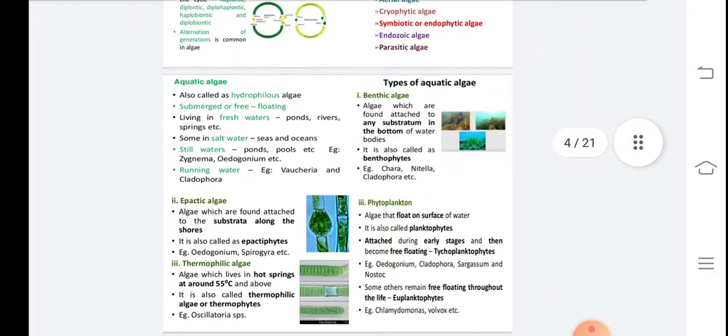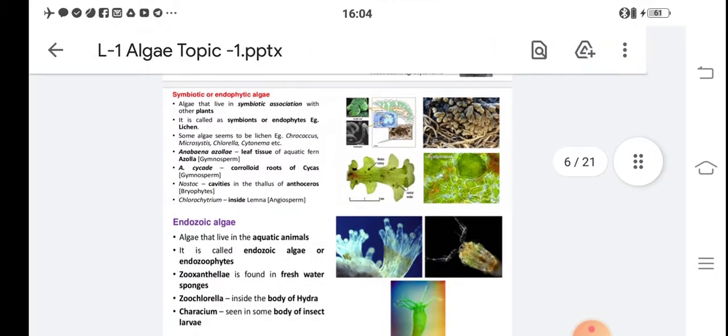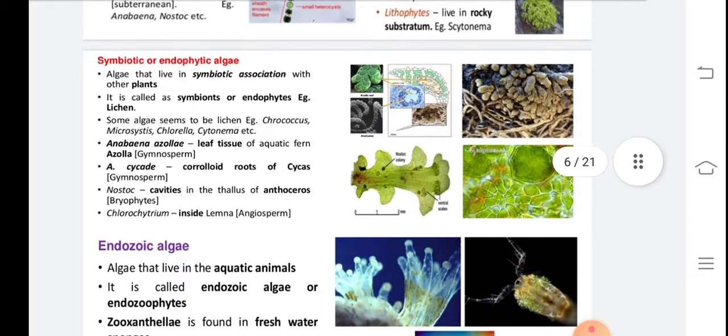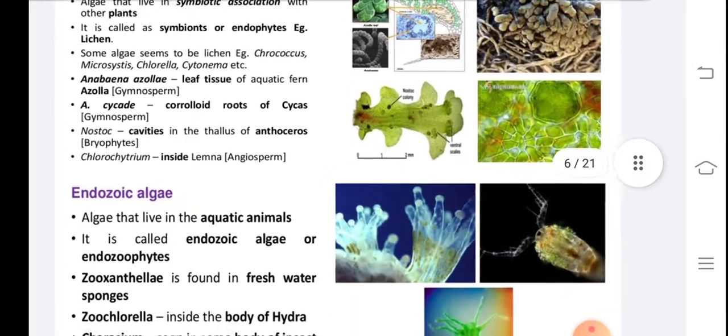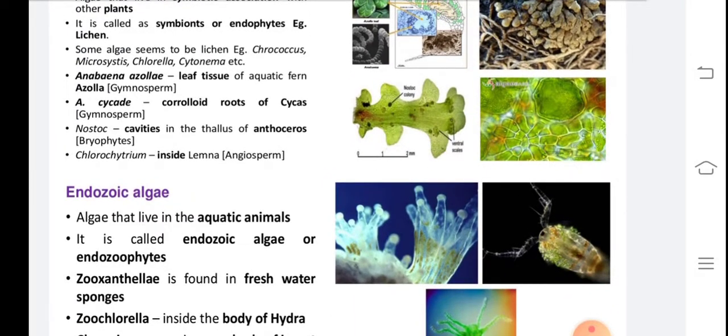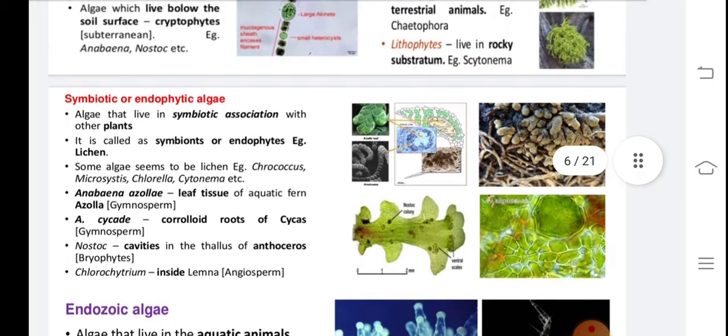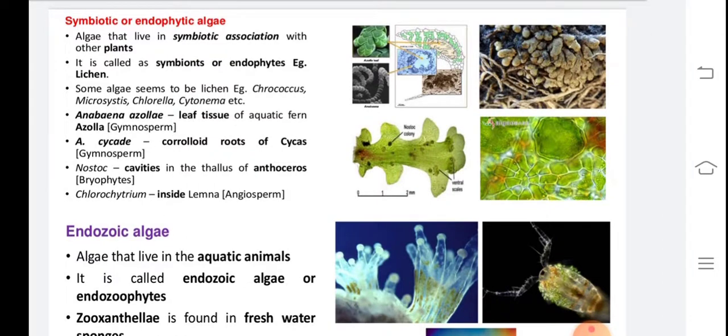So we just have to go there about their characteristics. Next we are knowing about the symbiotic nature of these algal types. Symbiosis, that is in association with other plants. Good examples: Chroococcus, unicellular colonial form, Microcystis. Anabaena, filamentous form. It is a floating cyanophycean member seen in heavy rainfall areas, on the leaves or the bark, or floating on small ponds, and suddenly develops. The Nostoc is commonly associated with Anthoceros, we are knowing. Chlorochytrium is inside Lemna, an angiosperm, in the leaves. So here are some good examples of the symbiotic and endophytic members, right?